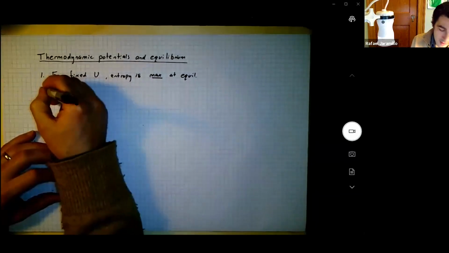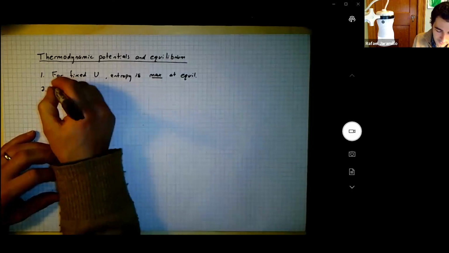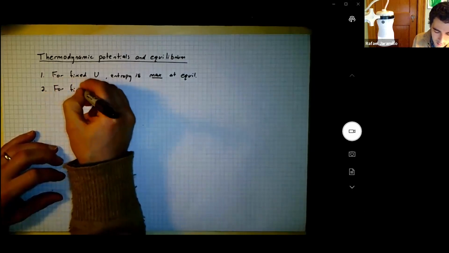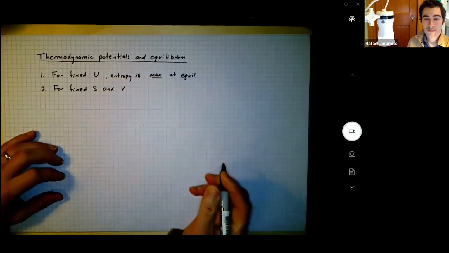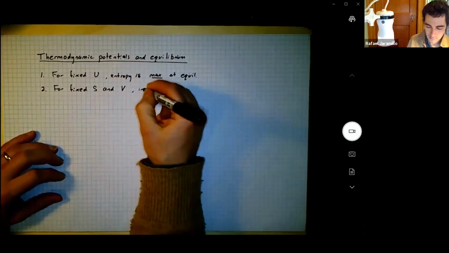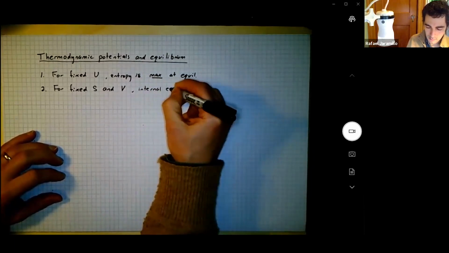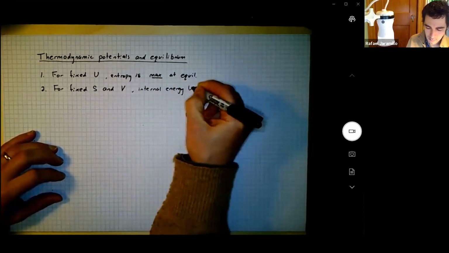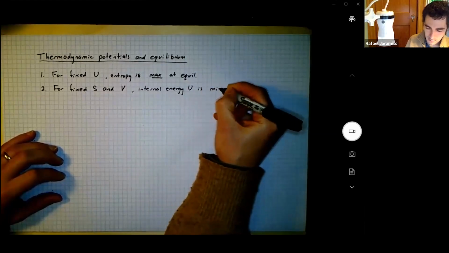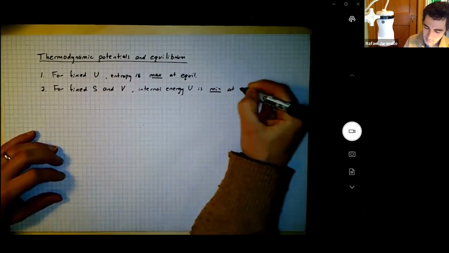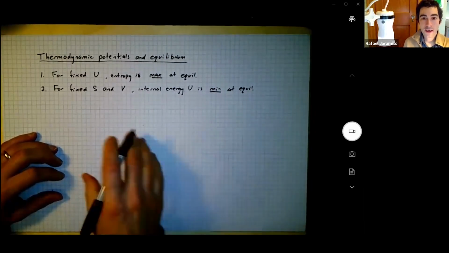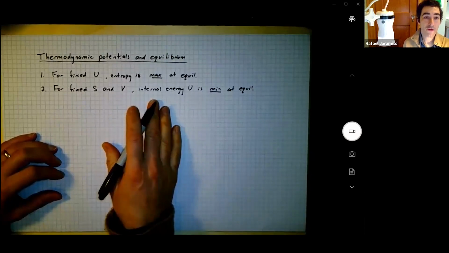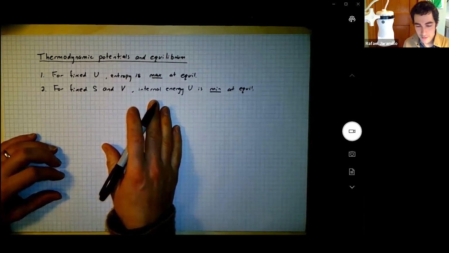All right, but there are others. There are other conditions and other potentials. So for fixed entropy and volume, the internal energy U is minimum at equilibrium. So this is a condition that you encounter in your introductory physics classes. They don't really state that, but that's the condition.